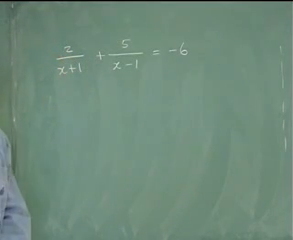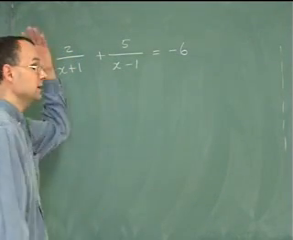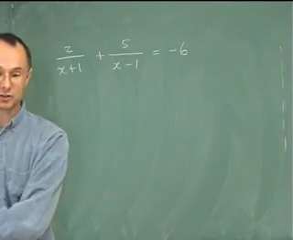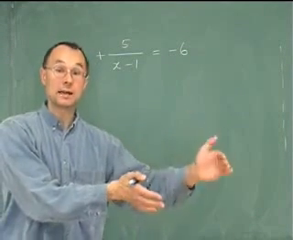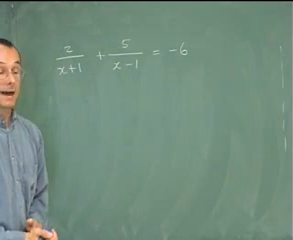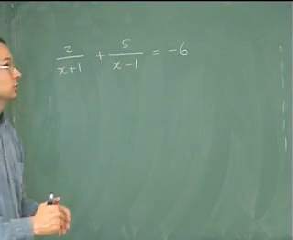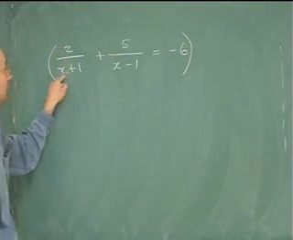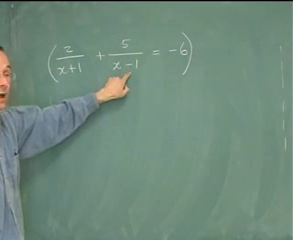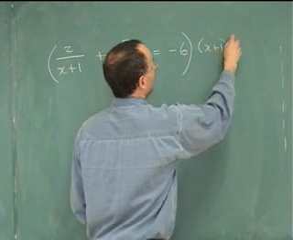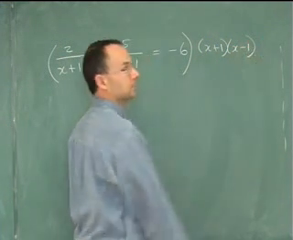In order to solve this, the first thing you have to do is clean this up and put it into a form where we've got our x squared, then our x, then a number equals 0. Right now, we have anything but that. So you want to get rid of your fractions. My suggestion is multiply everything by x plus 1 as well as x minus 1. So every term is going to get multiplied by that.